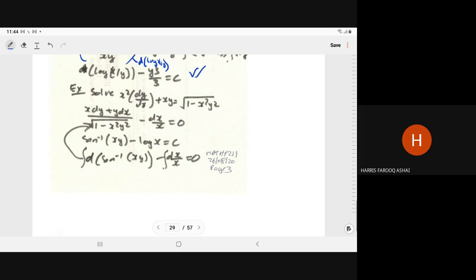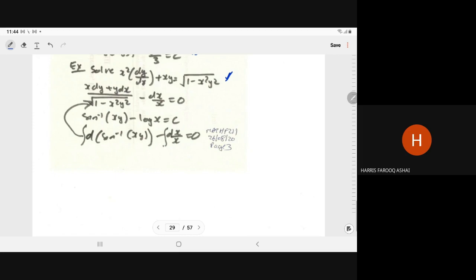Solve x square dy by dx plus xy is equal to root of 1 minus x square y square. So this can be written as x dy plus y dx upon root of 1 minus x square y square minus dx upon x is equal to 0. This we can write.